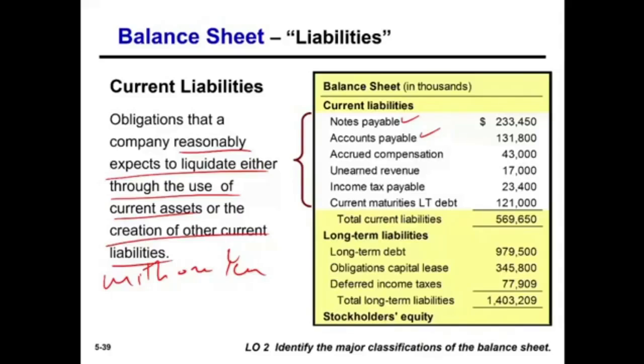Accrued compensation, this is the amount that you owe for your employees. Unearned revenue, somebody paid you up front, you haven't performed the work. Income taxes payable, taxes that you owe, and current maturities of long-term debt. We'll talk about this maybe in a moment later on, current maturities of long-term debt.